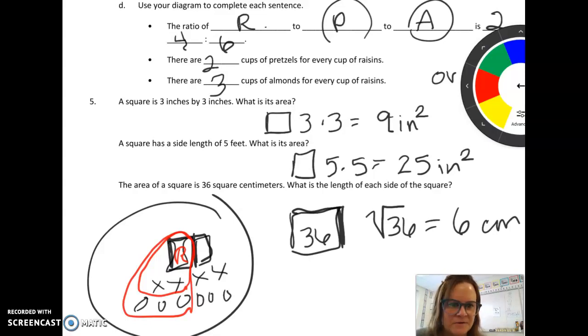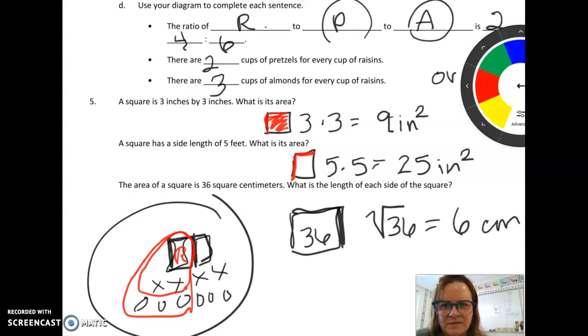All right, and then the last one is a review of our last unit. A square is 3 inches by 3 inches. What's its area? So we're just going to take the side of 3 times the side of 3, and we get 9 square inches. A square has a side length of 5 feet. What's its area? Well, if this side is 5 and it's a square, we know that that side is also 5. So we just do 5 times 5 and get 25 square feet.